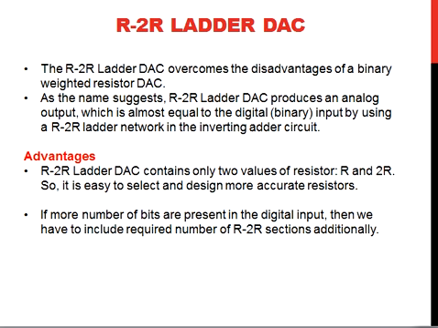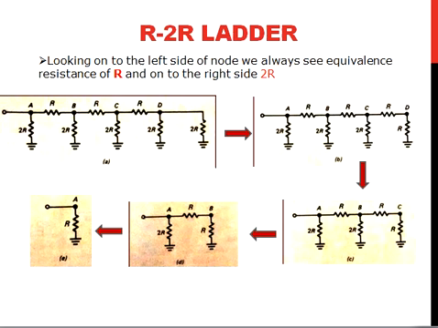If there are more bits present in the digital input, we need to use more R2R units. This is how the R2R network is designed in an R2R ladder network. Looking at each point, on the right hand side, this is the equivalent resistor value. At this node A, it is divided, and you can see 2R here, and the equivalent resistor on this side will also be 2R.